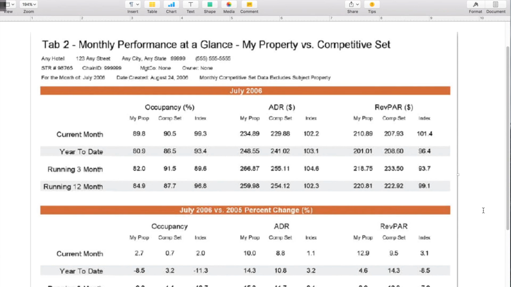So this is a great report. It's a quick glance to get a good pulse of how your hotel is doing when it comes to the different metrics of occupancy, ADR, and RevPAR for the 4 different time periods, as well as how you are growing against your competitive set.